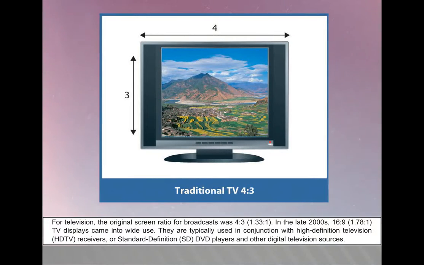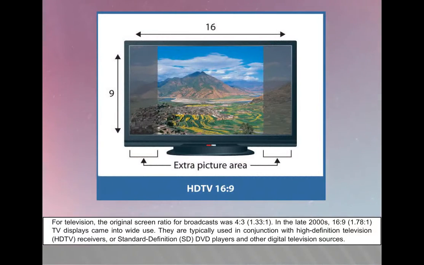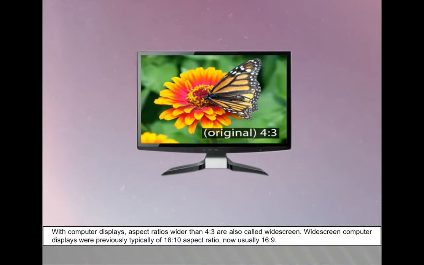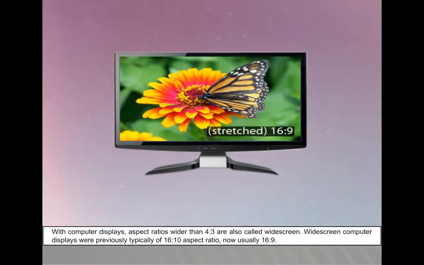For television, the original screen ratio for broadcast was 4:3, that is 1.33:1. In the late 2000s, 16:9, 1.78:1 TV displays came into wide use. They are typically used in conjunction with high-definition television, HDTV receivers, or standard-definition SD DVD players and other digital television sources. With computer displays, aspect ratios wider than 4:3 are also called widescreen. Widescreen computer displays were previously typically of 16:10 aspect ratio, now usually 16:9.